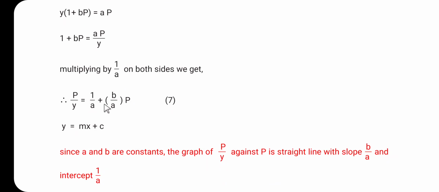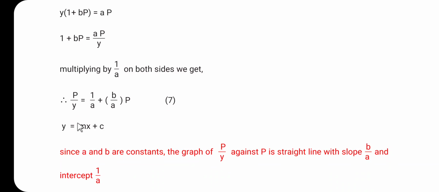So this equation 7 is the equation of a straight line, of the form y is equal to mx plus c. Here the value of y is p upon y, that is p upon x by m. Then c is the intercept, its value is 1 upon a. Then m is equal to b upon a, and here x is equal to p.